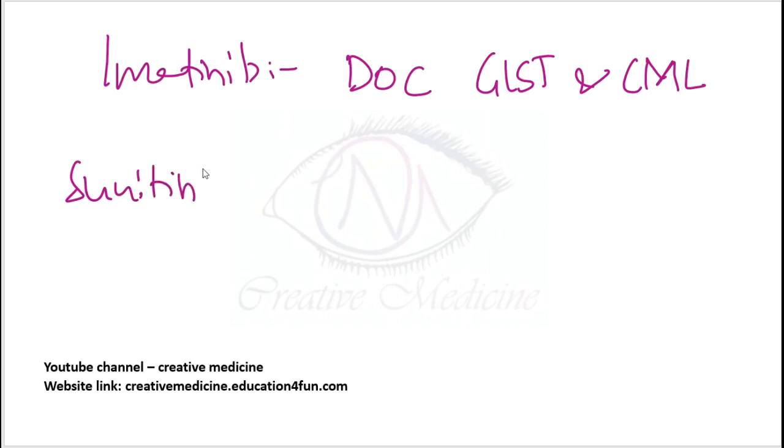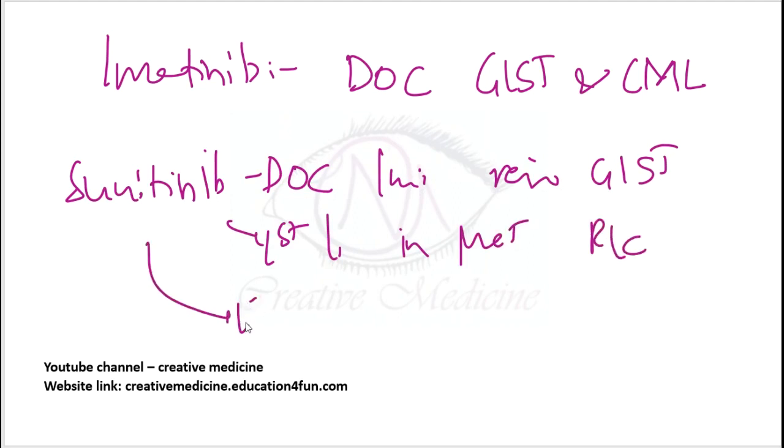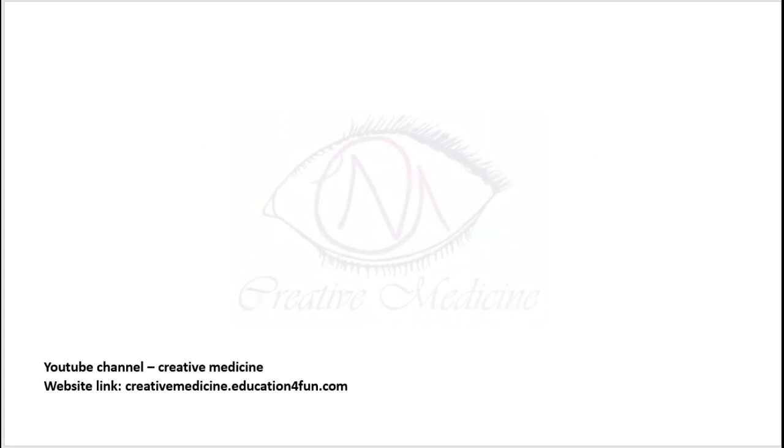Then we have sunitinib. Sunitinib is also the drug of choice for imatinib-resistant gastrointestinal stromal tumor, and sunitinib is first line in metastatic renal cell carcinoma, and sunitinib is also used for refractory and metastatic breast carcinoma. You can use sunitinib. Then we have regorafenib.